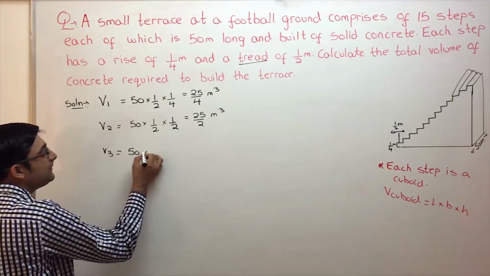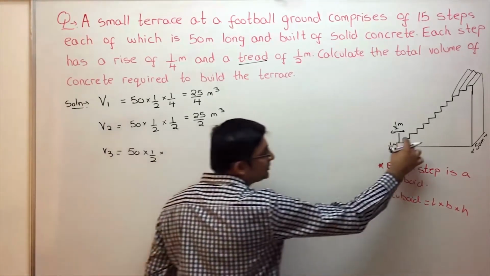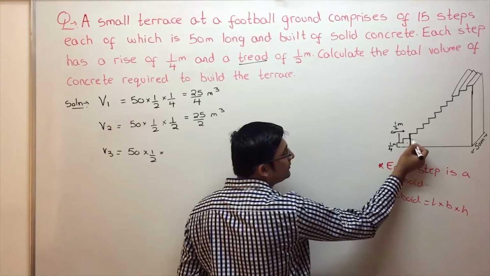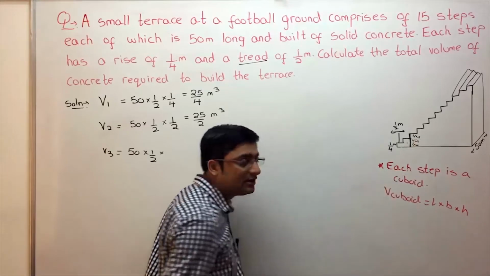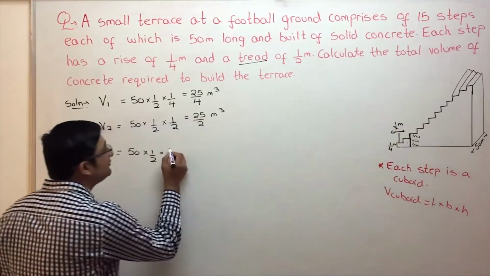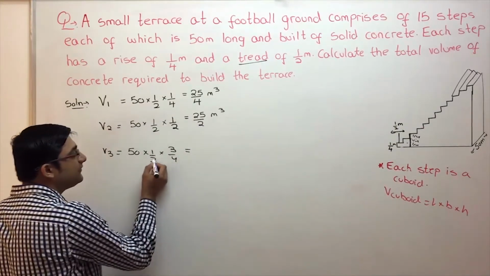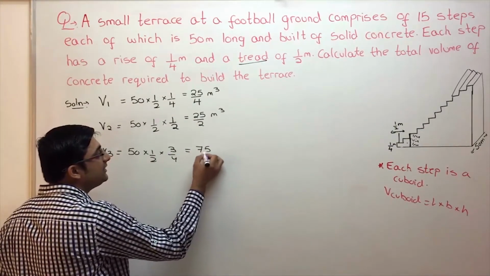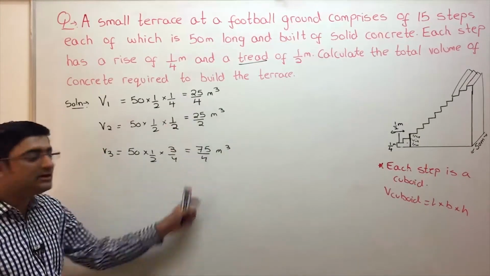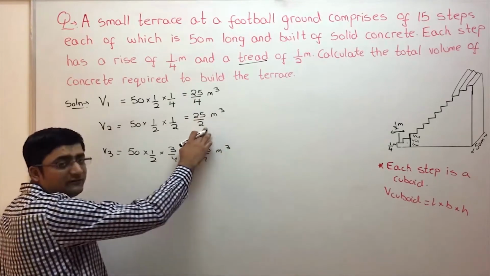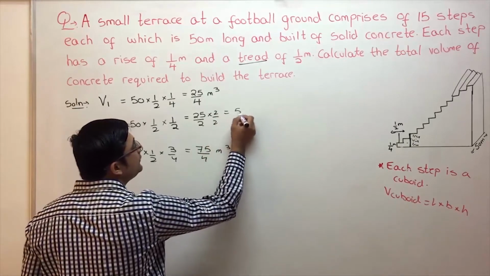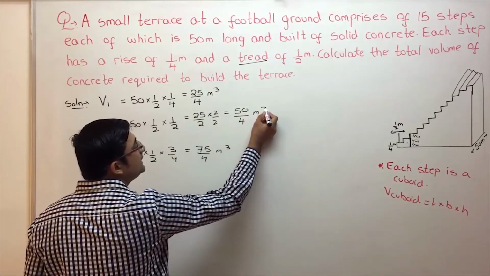Next, volume for the third step. Again, length is the same, breadth is the same. Now what is the height for the third step? It is 1/4 plus 1/4 plus 1/4, that is 3/4. So we get 50 into 1/2, 25, into 3, 75/4 meter cube. We have denominator 4 here and here, so make this one denominator 4 also. 25/2, how do I get denominator 4? We just multiply by 2/2. So 50/4 meter cube. Is this clear?